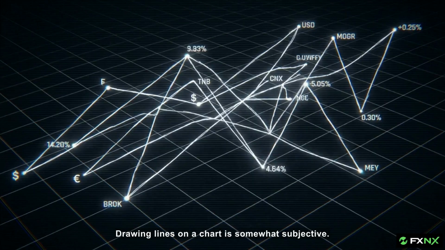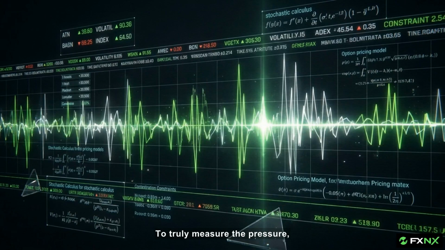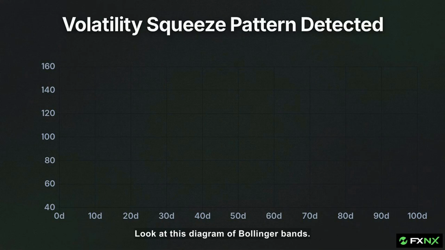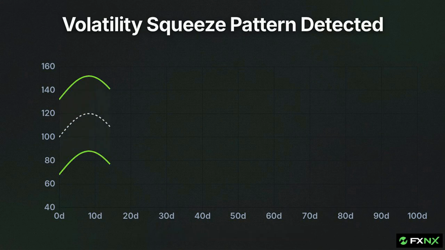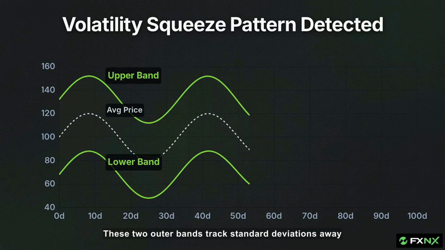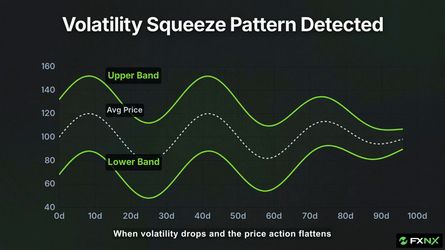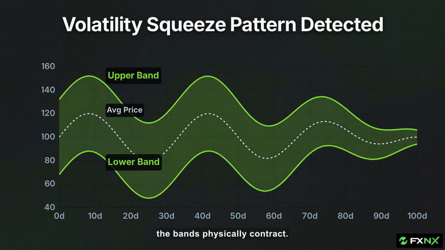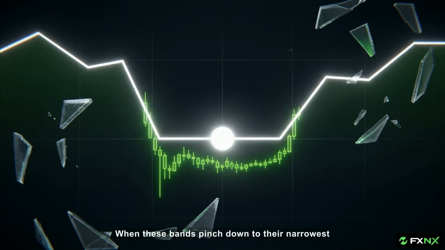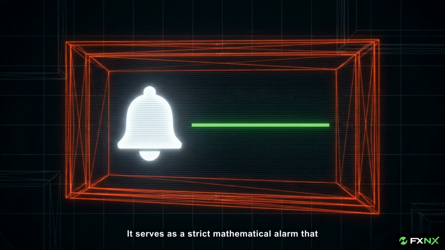Drawing lines on a chart is somewhat subjective. To truly measure the pressure, traders rely on objective mathematical indicators to prove the market is abnormally quiet. Look at this diagram of Bollinger Bands. These two outer bands track standard deviations away from the average price. When volatility drops and the price action flattens out, the bands physically contract. When these bands pinch down to their narrowest width in recent history, it creates a Bollinger Squeeze. It serves as a strict mathematical alarm that the quiet period is ending, and an expansion phase is right around the corner.